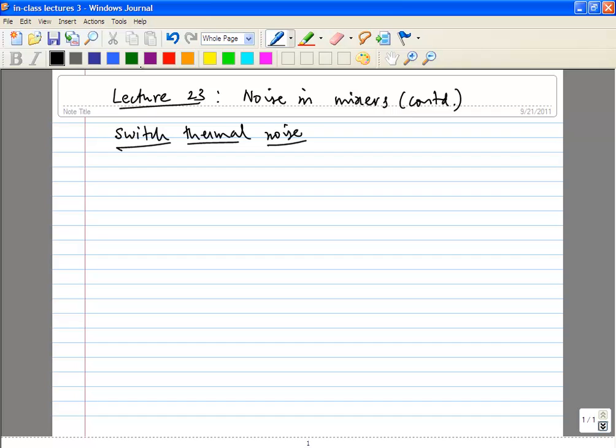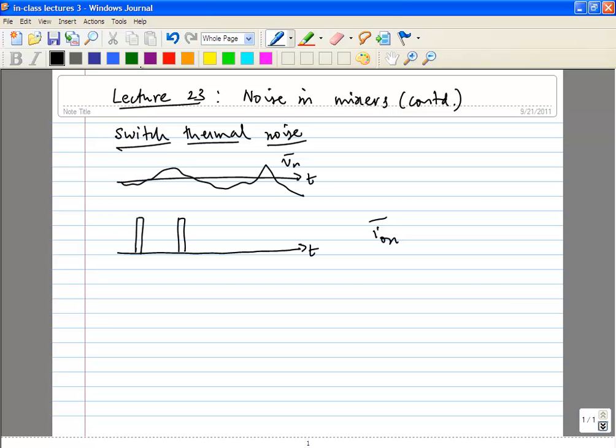Okay, so we'll do the same thing as we did last class. So let's say the noise has some weird profile like this. What we saw last time was, if you look at the output noise, we could represent it as a series of pulses, right?